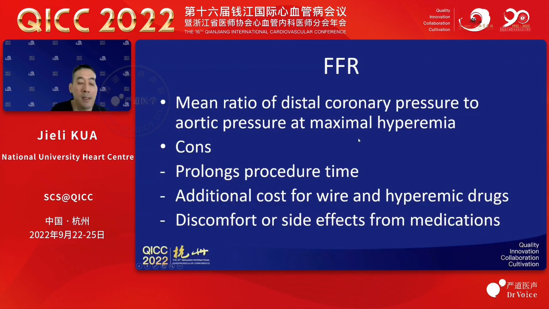So what is FFR? FFR is the mean ratio of the distal coronary pressure to aortic pressure at maximal hyperemia. There are a few problems with using FFR. It prolongs your procedure time, because you need to take time to make the measurement and give the medicines. It adds costs for the patient because you need an additional wire, and the drugs used for hyperemia add costs as well. And it's not uncommon that the hyperemic medicines cause a lot of discomfort or side effects.